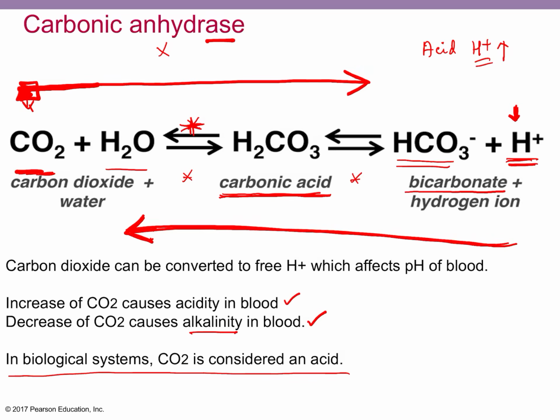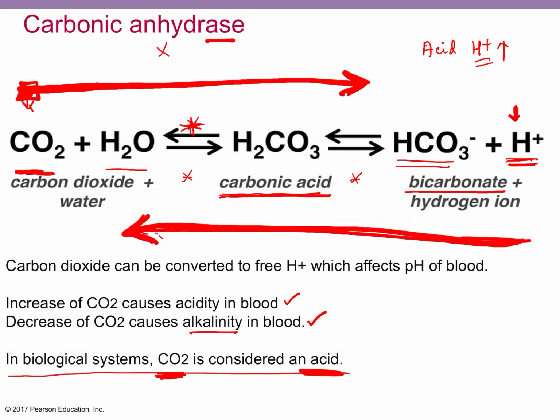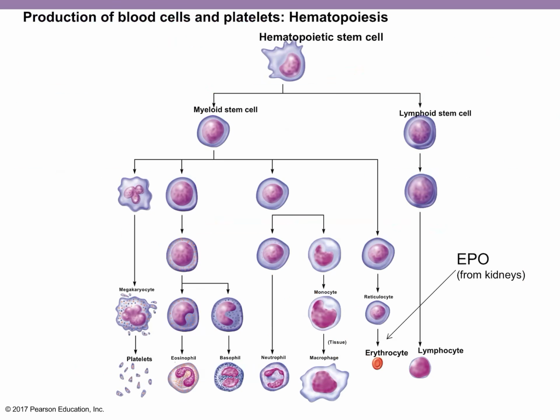Again, if you increase the amount of CO2 in your bloodstream, this reaction will get pushed over to the right, and you will start to release those hydrogen ions, causing your blood to be acidic. So extra carbon dioxide is being considered an acid. Now, if you're low on carbon dioxide, it'll drive the reaction in this way, and that actually causes alkalinity. Okay, so in healthy pH, this reaction is balanced, and there's not an excess of CO2, and there's not an excess of hydrogen ions.